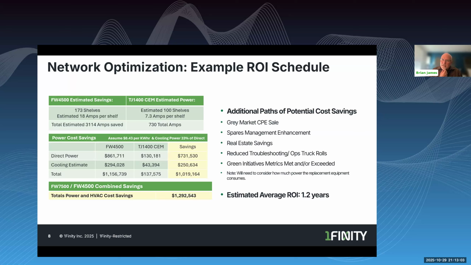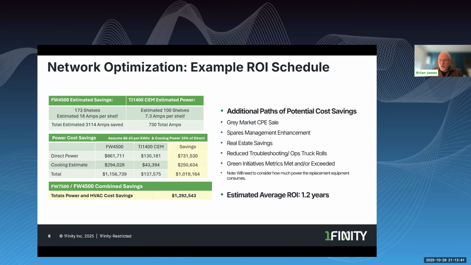Some of the additional paths of potential cost savings that weren't included in the ROI schedule: gray market CPE sales. So anything we remove, we can review and see if there's a market for that equipment outside, and we can help get that equipment sold or positioned to sell. Spares management is another enhancement that we look at. You can replenish your spares within your company using the equipment that you've migrated off of.